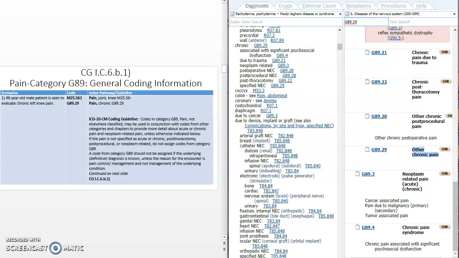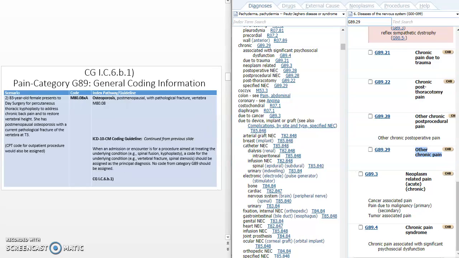So in this case, because we are evaluating the pain, we decided to use the G89 code in conjunction with the code from the other categories and chapters because the G89 code does provide more detail, specifying that this particular pain in the knee is also chronic.